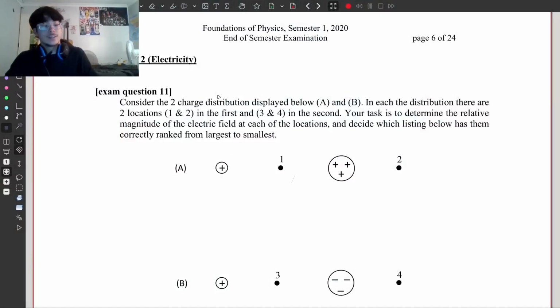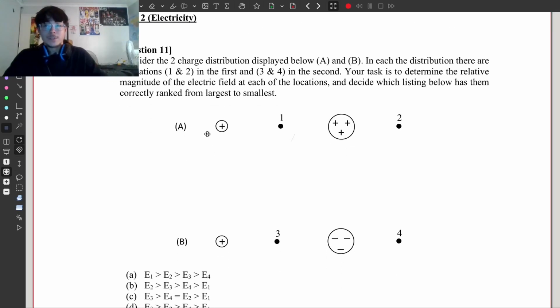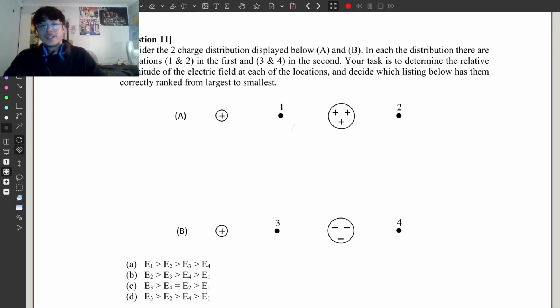Just going to go through some electricity problems for foundation physics. These are just some exam questions. So our first question here is we're being asked to consider four different charge distributions and then four different areas, so areas 1, 2, 3, and 4. And we have to rank the electric field magnitude from largest to smallest out of these four.